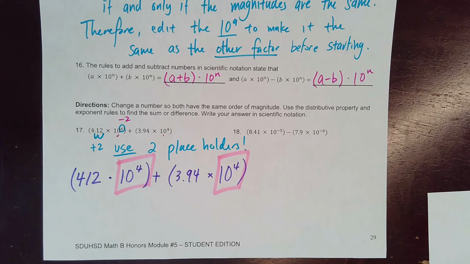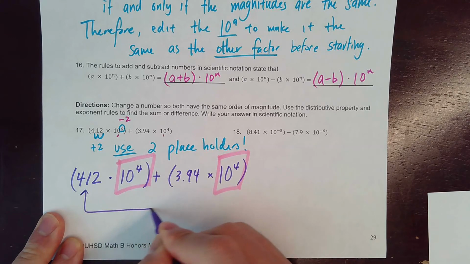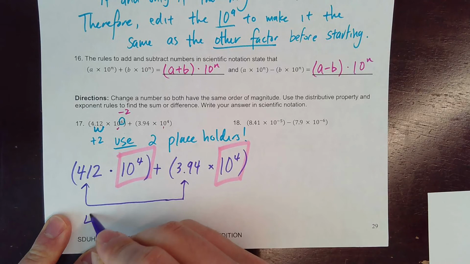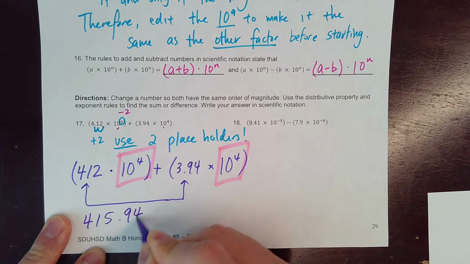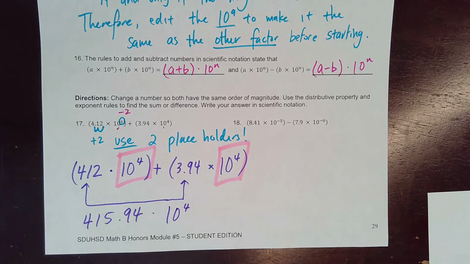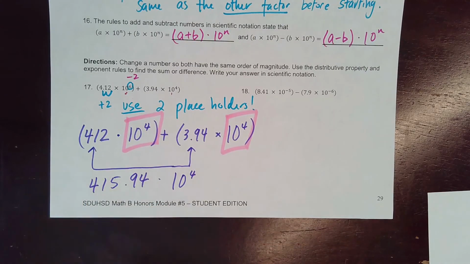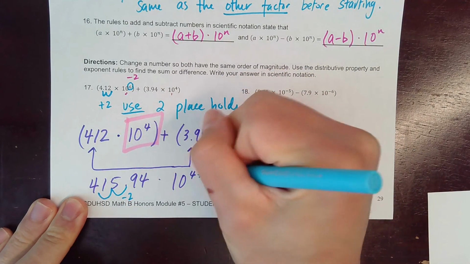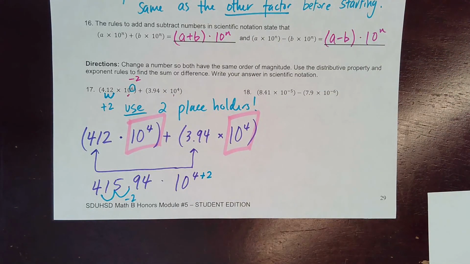When we have the matching magnitudes, boom, now we can add these two numbers again. 412 plus 3.94 is 415.94 times 10 to the 4th. Now, unfortunately, this answer is not in scientific notation. So we're going to have to do a little bit of editing again. And we're going to take away two placeholders and then add two more placeholders there. Wow, your mind might be all over the place. You're like, Mr. Quo, what are you doing?